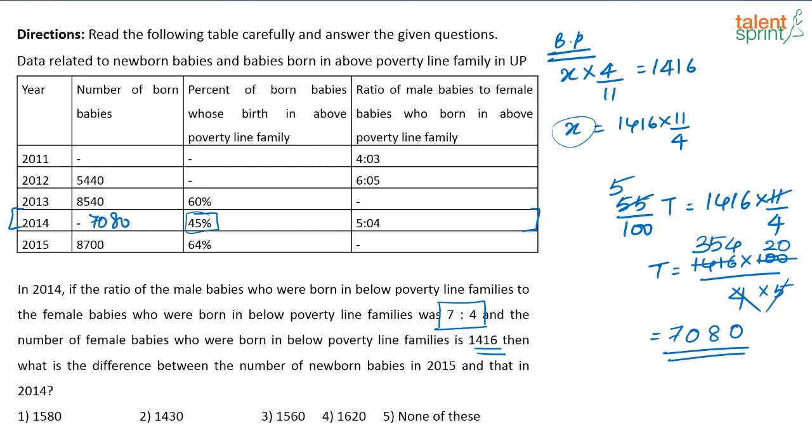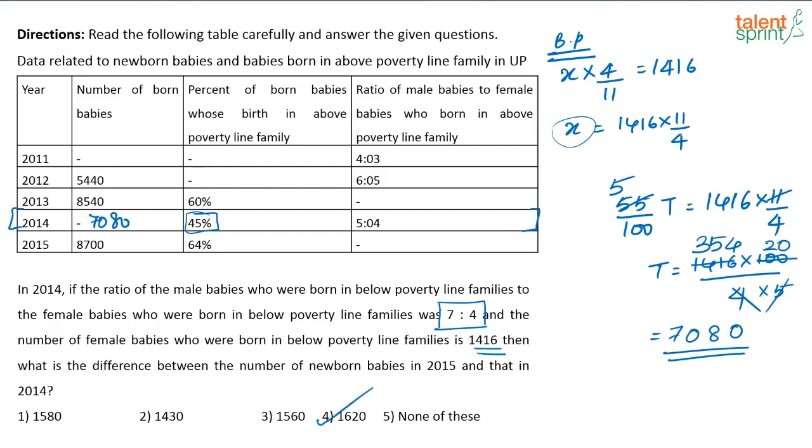Now what is the question? What is the difference between the number of newborn babies in 2015 and that in 2014? Difference of these two: 8700 minus 7080. What is the answer? 1620, option 4.